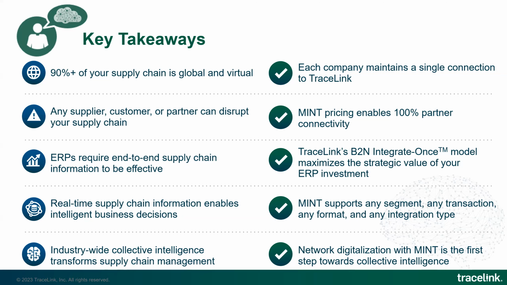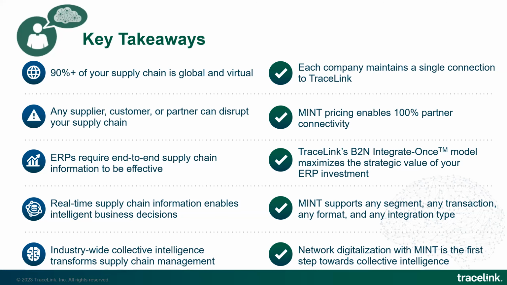Anyone, as we talked about, can disrupt your supply chain if there's issues. And so the pricing is per partner. It's a very low cost per partner, and really enables you to scale up from maybe the top 2 or 3 partners that you have to all of your partners if you so choose. The ERPs, getting as many ERPs and having that supply chain information to really be effective.